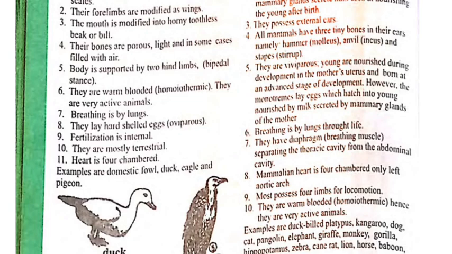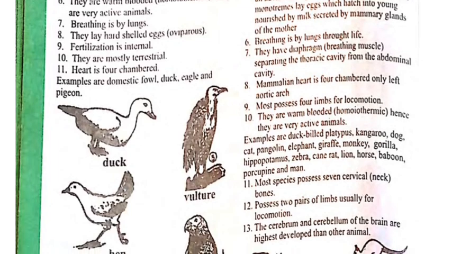Young are nourished during development in the mother's uterus and born at an advanced stage of development. However, the monotremes lay eggs which hatch into young, nourished by milk secreted by mammary glands of the mother. Breathing is by lungs throughout life. They have a diaphragm separating the thoracic cavity from the abdominal cavity. Mammalian heart is 4-chambered, with only the left aortic arch. That ensures double circulation, pulmonary and systemic circulation. We'll talk about that later on. They possess 4 limbs for locomotion. They are warm-blooded, hence they are very active animals.